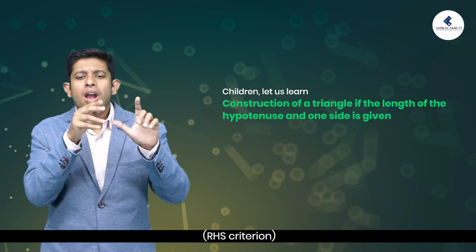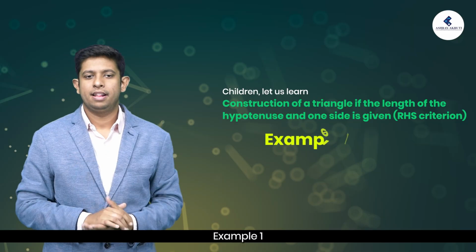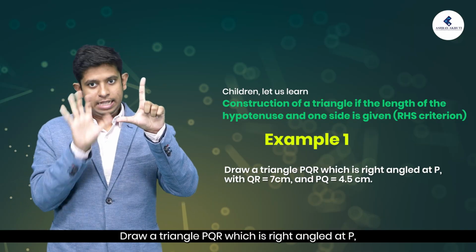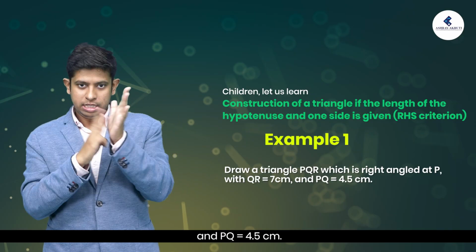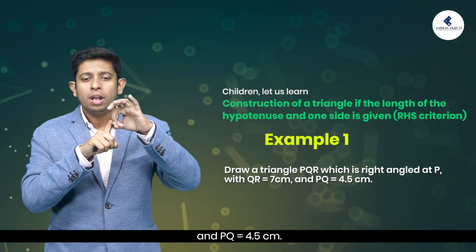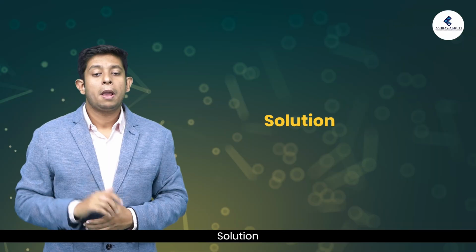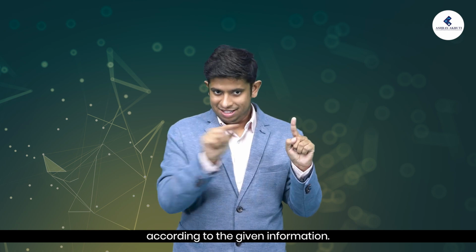is given. Right angle hypotenuse side criterion. Example 1. Draw a triangle PQR which is right angled at P, with QR equal to 7 cm and PQ equal to 4.5 cm. Solution. Step 1. Draw a rough sketch of the triangle according to the given information.